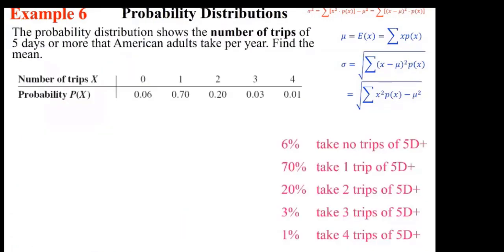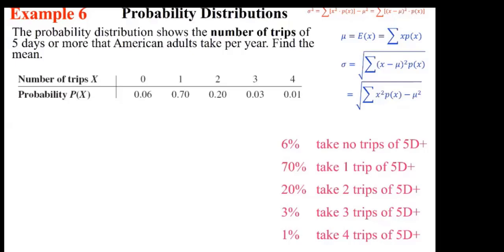Here's the next one. We are given some data. As you can see, the probability distribution shows the number of trips of 5 days or more that American adults take per year. 5 days, 4 days, 7 days, whatever the case might be. And we want to find the mean. When you set up a table, you can set them up in this manner, with a couple of rows, or you may set up with x and p of x as 2 columns. It doesn't matter.